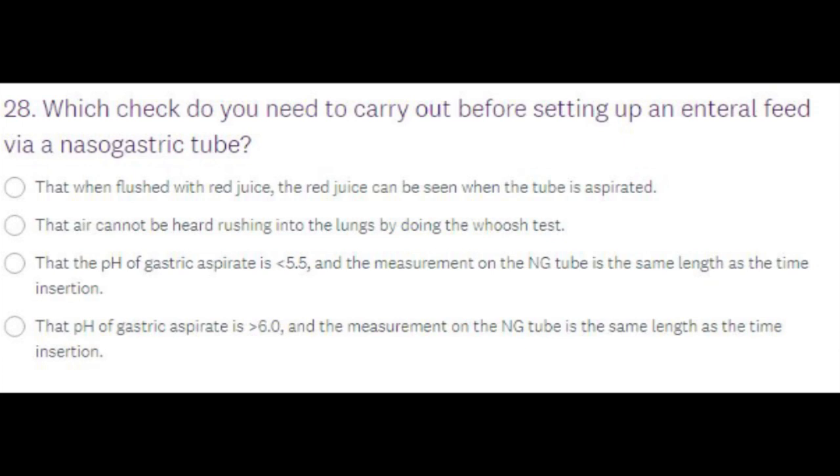Option C is the right choice, that is, that the pH of gastric aspirate is less than 5.5 and the measurement of the NG tube is the same length as the time of insertion. Okay, so the third option is the right answer.